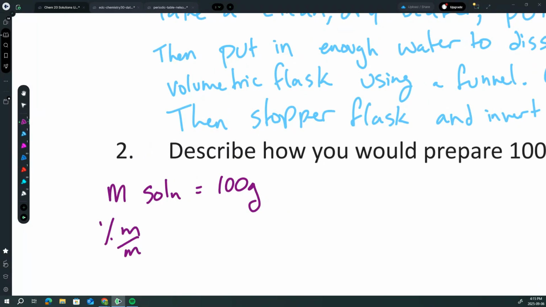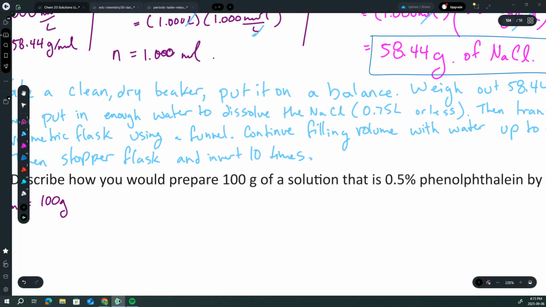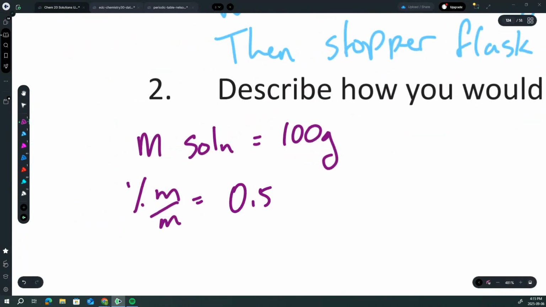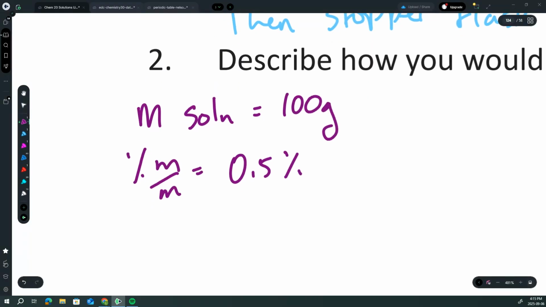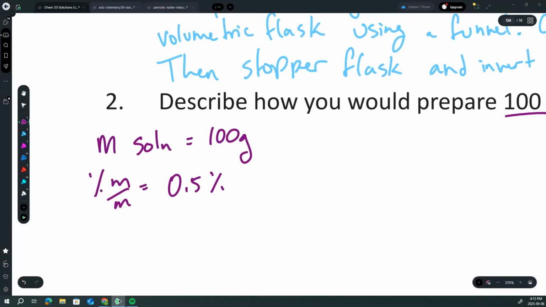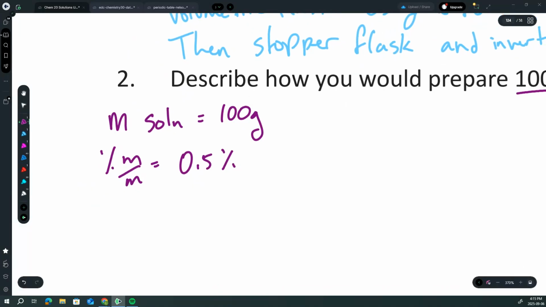Percent mass by mass, we were told that that was 0.5%. Okay, and it's asking for us to figure out what is the mass of the solute, because that's the only thing that we don't have.